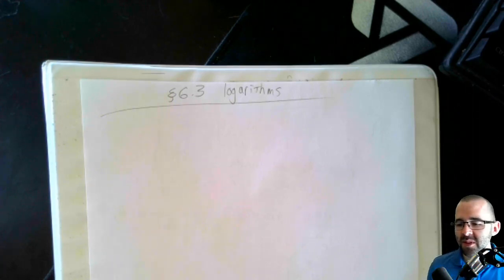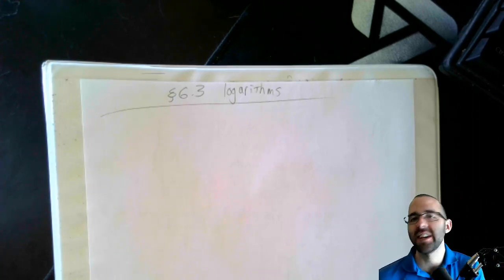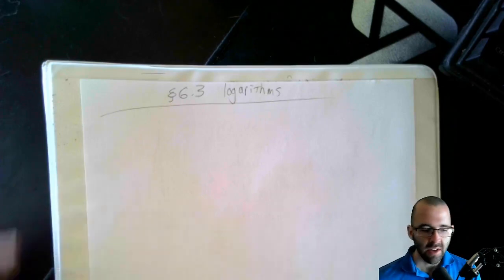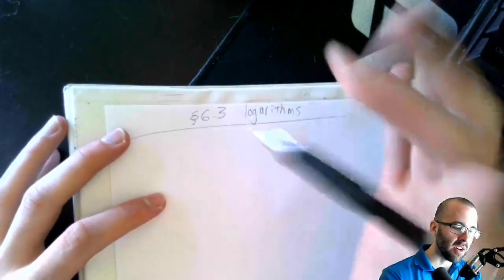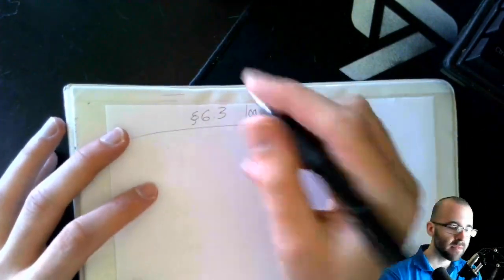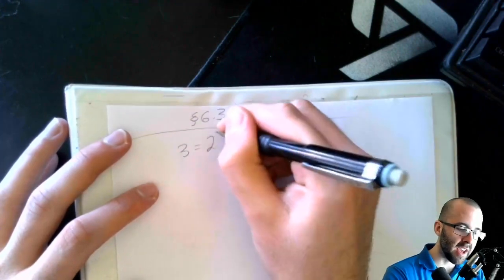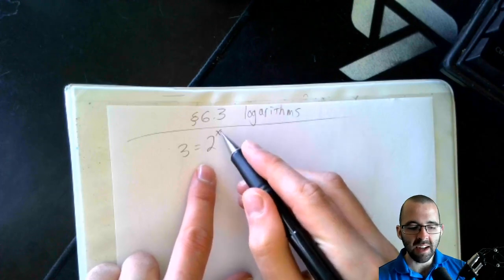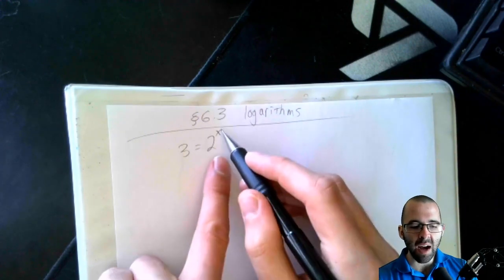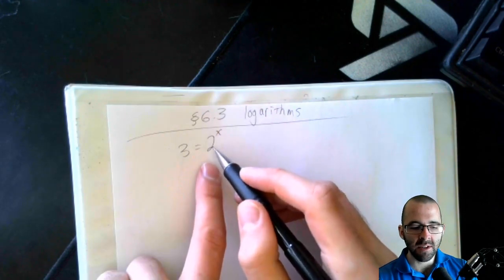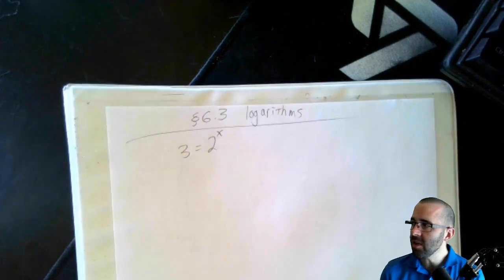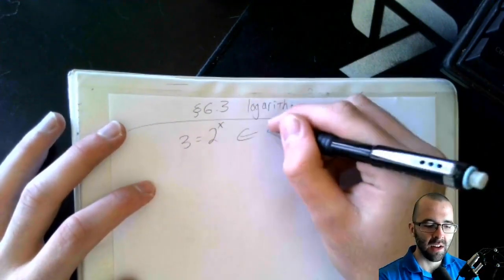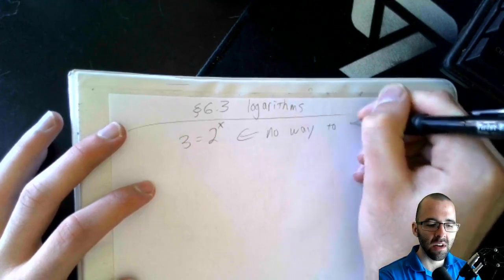So remember when we were talking about compound interest, we were trying to solve an exponential equation and we couldn't do it, right? If we try to solve something like, when is 3 equal to 2 to the x, right? 2 raised to the first power is 2. 2 raised to the second power is 4. But what power do we have to raise 2 to get 3? And we don't have a way to solve this yet, right? No way to solve yet.